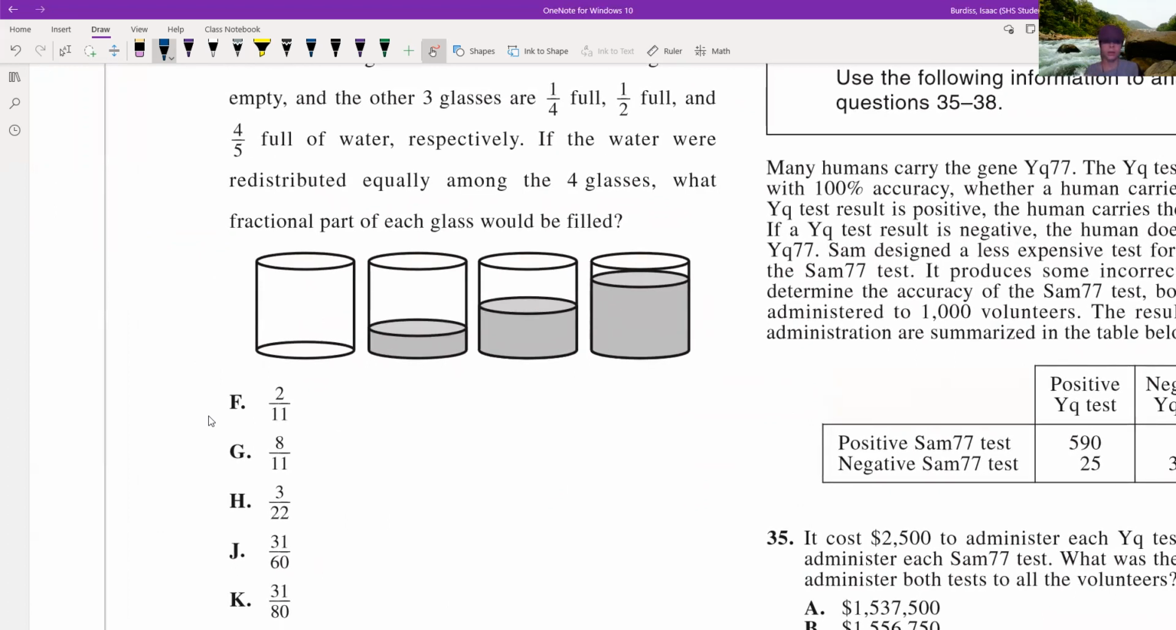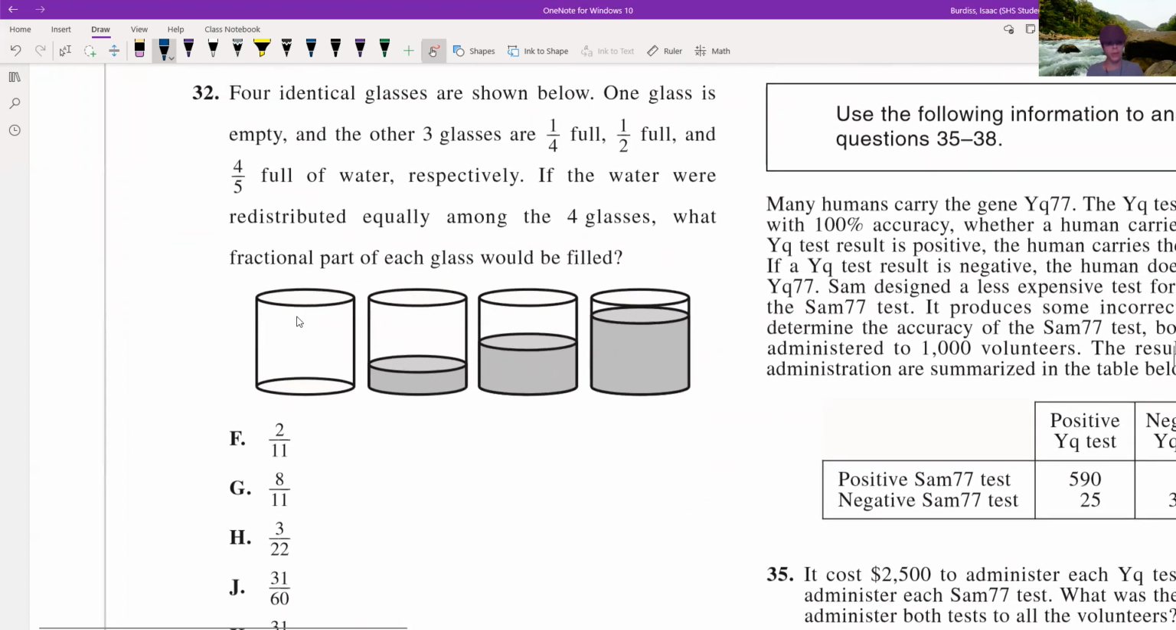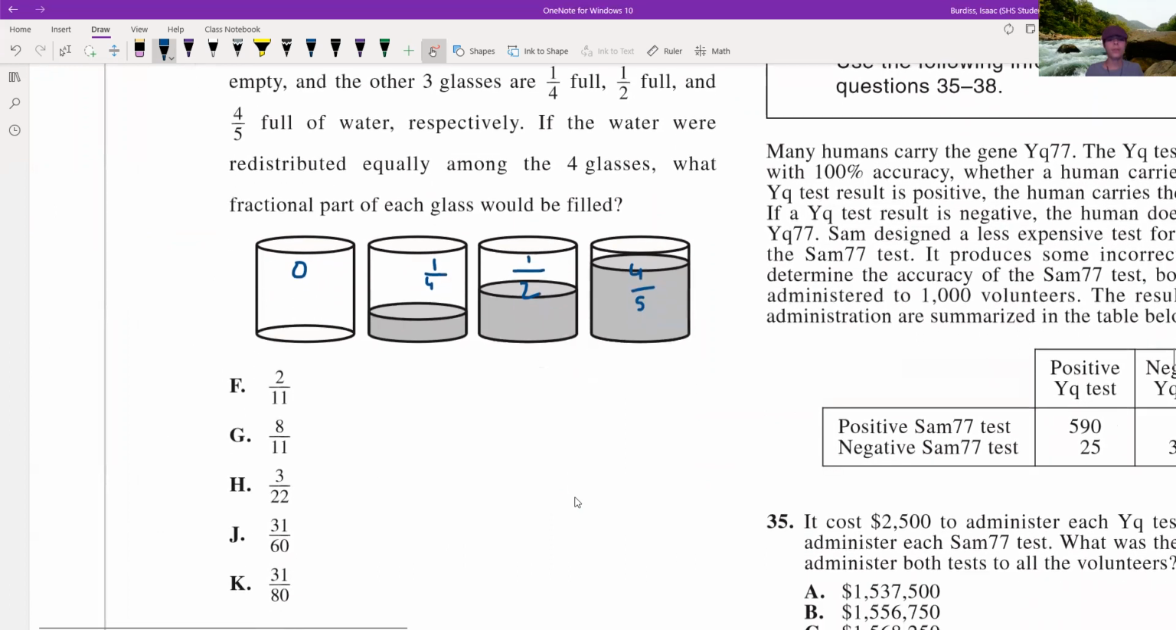It's saying this thing is empty. This thing is 1/4 full. This thing is 1/2 full. This thing is 4/5 full. If this was equally distributed among the 4 glasses, so we already know we divide by 4, what is the fractional part in each glass?